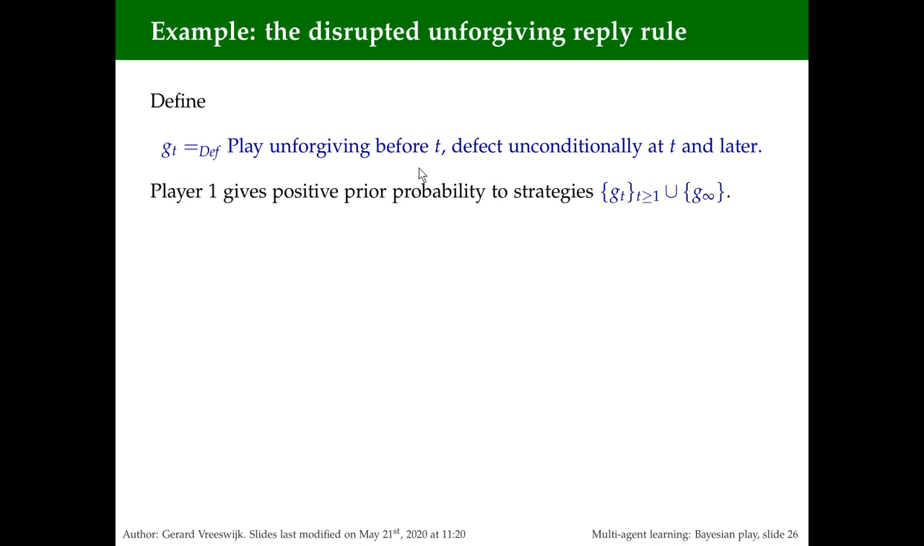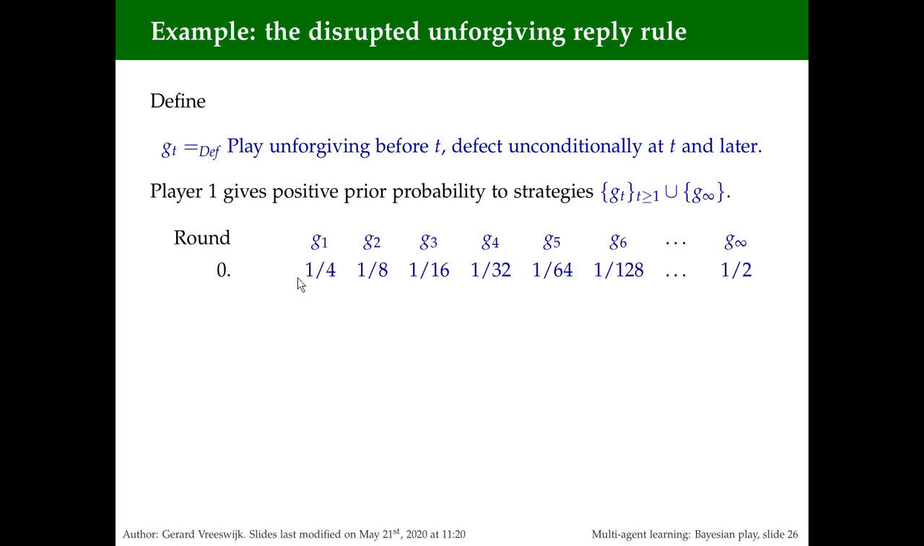Now, you can't give uniform prior probabilities to those reply rules, because there are an infinite number of them, and an infinite number of finite numbers is infinite, and those probabilities should add up to 1. So this is a possible way of dividing prior probabilities to all those hypothesized strategies in such a way that they add up to 1.